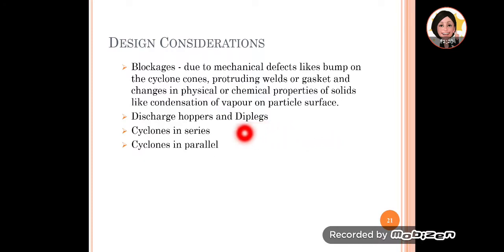The other factor that we need to consider is the discharge hoppers and diplegs. These discharge hoppers should be designed properly so that the particles that are separated can easily be released. The dipleg is like a pipe that allows the release of the particles for the next unit operation or for storage purposes. If this gets stuck, this will also affect the cyclone. And cyclones can also be operated in series and parallel for different reasons.